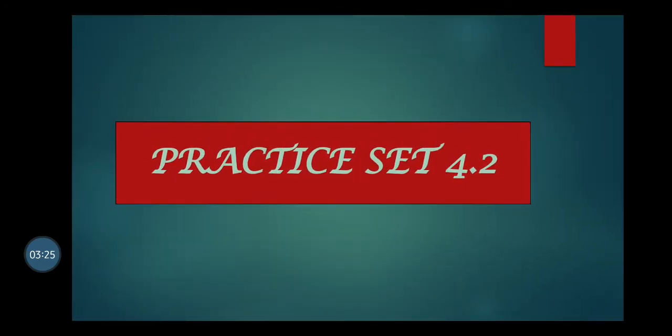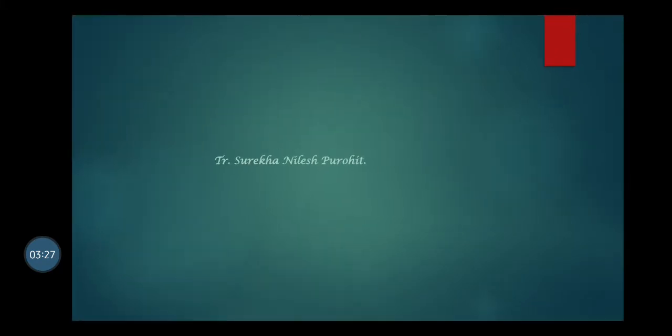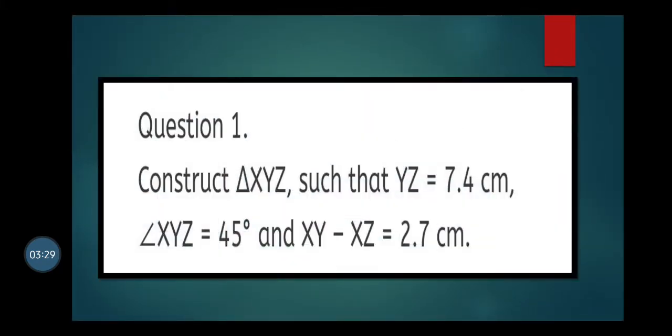Practice set 4.2. Question number 1. Construct triangle XYZ such that YZ is equal to 7.4 centimeter, angle XYZ is equal to 45 degree and XY minus XZ is equal to 2.7 centimeter.